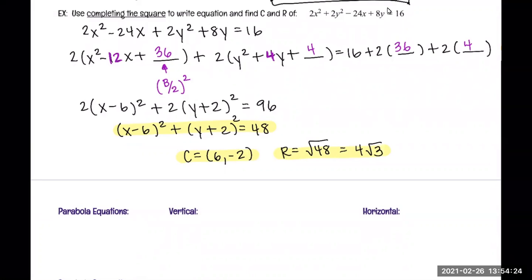Okay. I'm going to stop here to make the other video so that I could separate the circles and the parabolas.